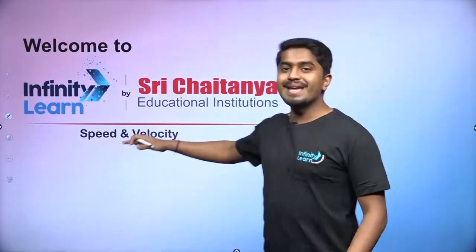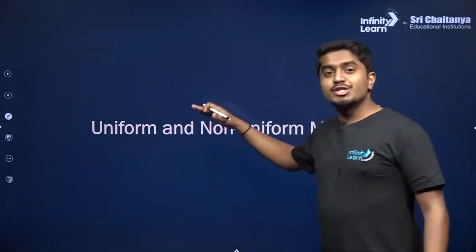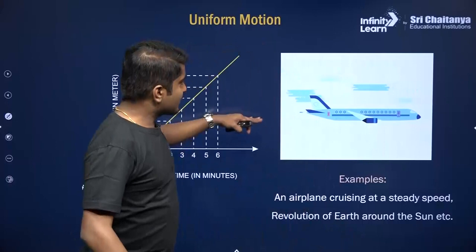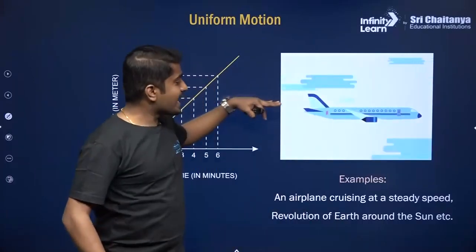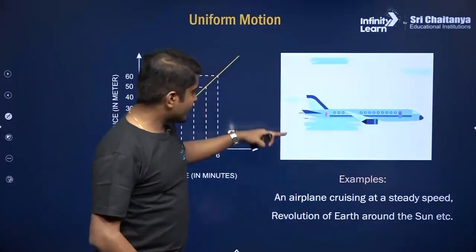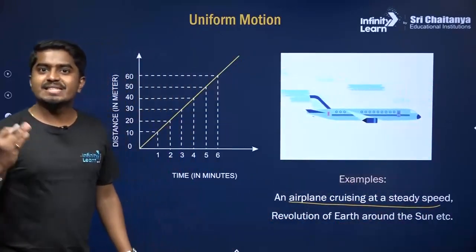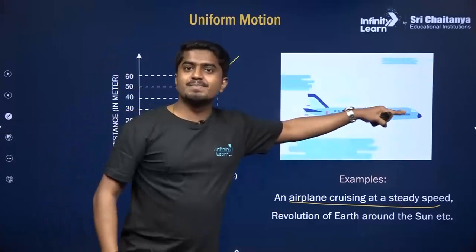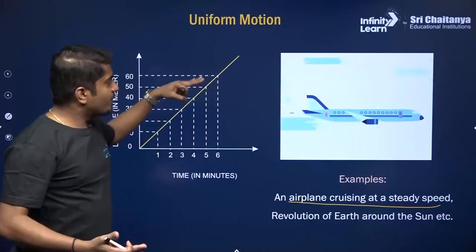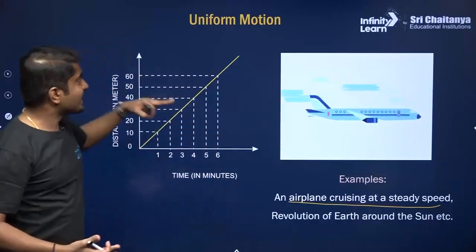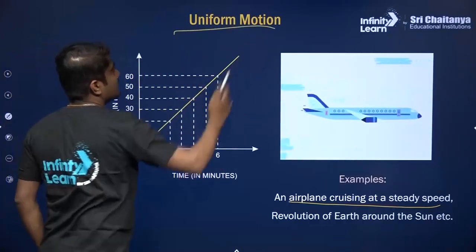Hello, hi everyone. So today we are going to learn about speed and velocity. But before that, let's understand what is uniform and non-uniform motion. You see there's a flight, it is moving at a steady speed. So an example is an aeroplane, it is moving at a steady speed. That means constant speed, right? So if an object is moving with a constant speed, then we say that it is a uniform motion.